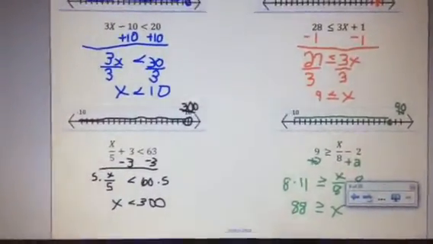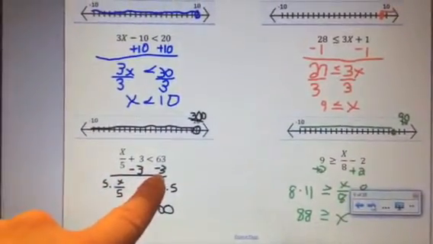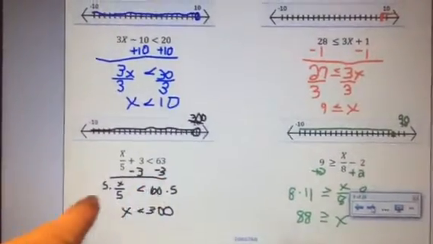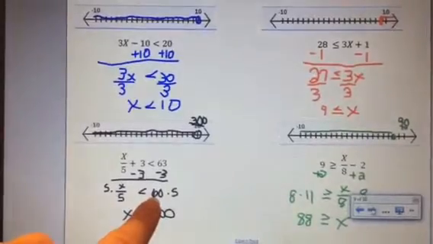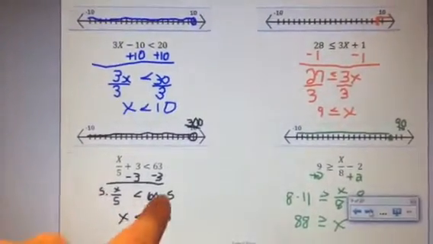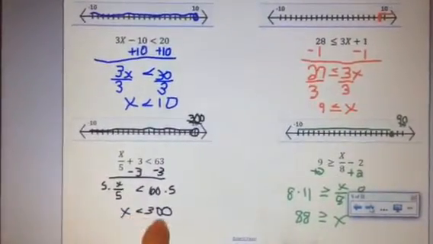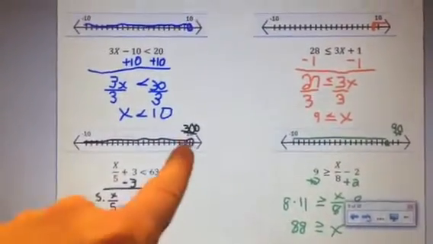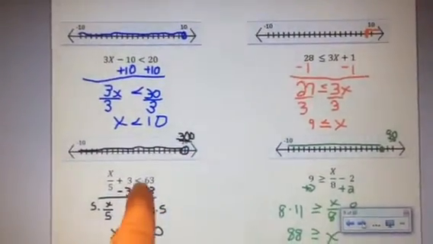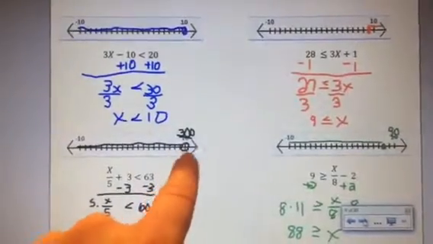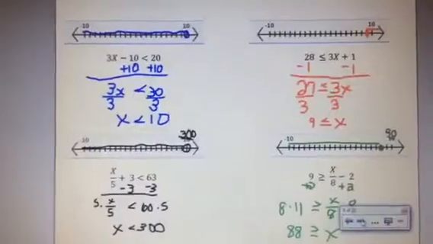Our next example down here at the bottom, we have minus 3 on both sides, solving it just like a two-step equation. We're left with x divided by 5 is less than or equal to 60. Multiply by 5 on both sides of the problem, and we find out that x is less than or equal to 300. Now you'll notice up here on my graph, I marked off where 300 should be. Because it is less than, I have an open circle at the 300, and all the numbers less than 300 are solved.